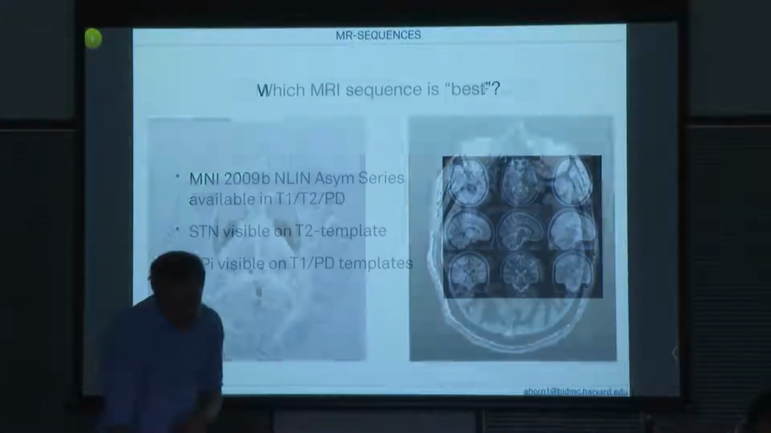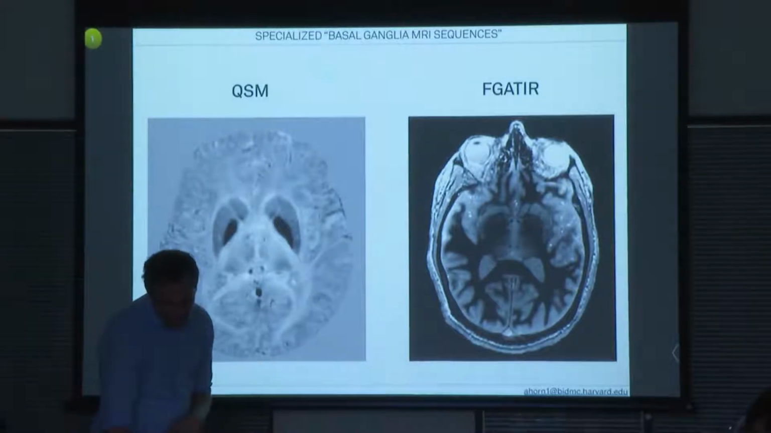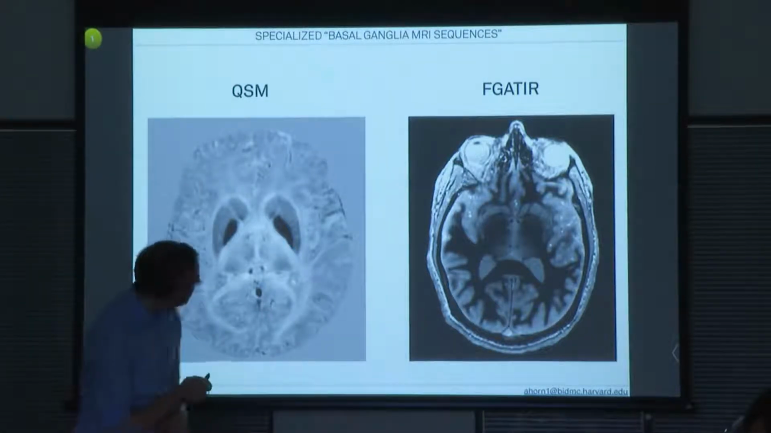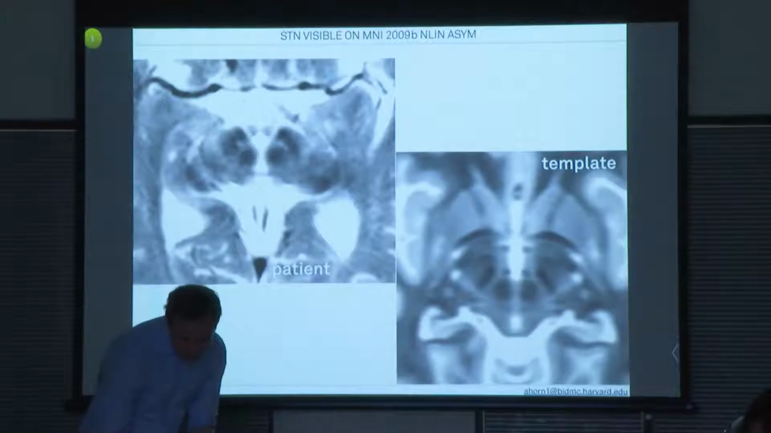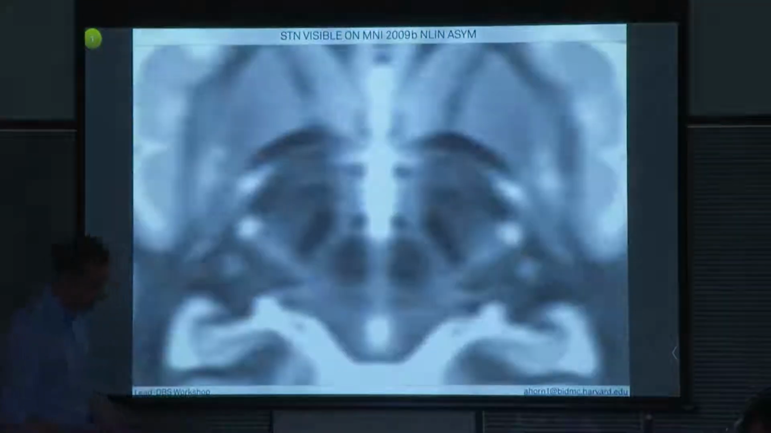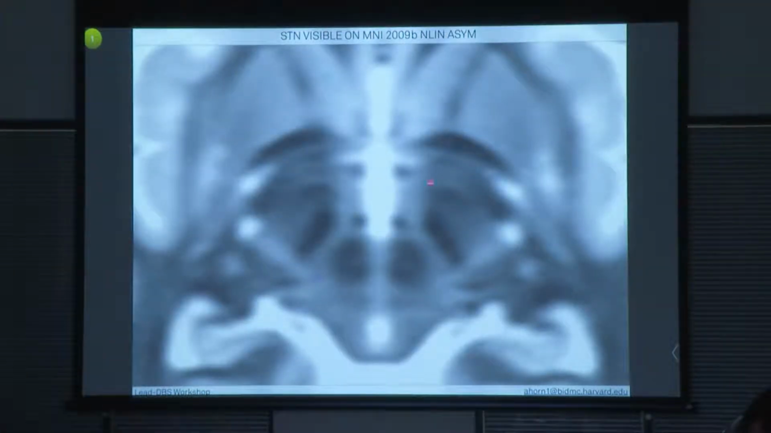Now I think we can skip that now. We had it before, sorry about that. So I told you about QSM and FGate here already, these specialized sequences. And yeah, so this is important now. So we have, I told you this is the STN, or we discussed about it, it's probably part of the STN and Nigra in the MNI 2009B atlas. So this is the MNI space, right, that we talked about.